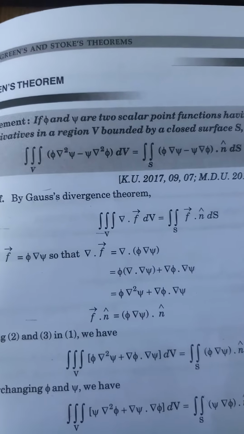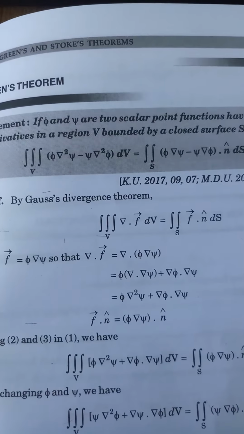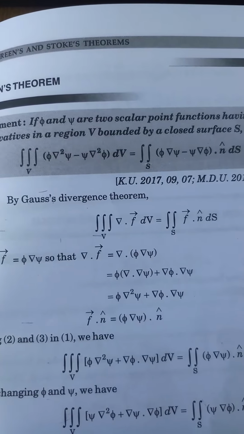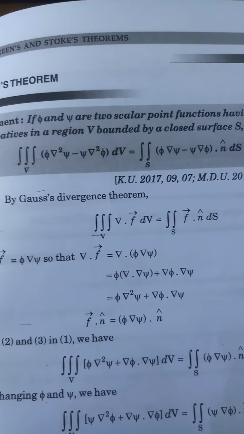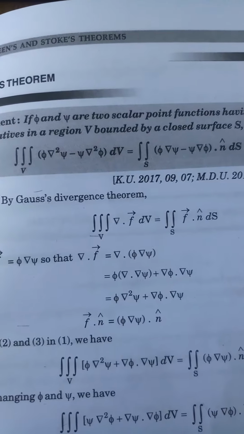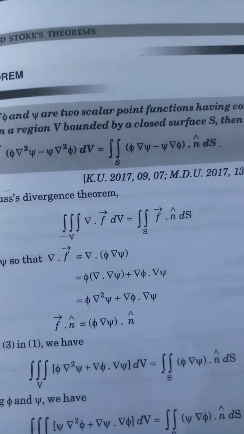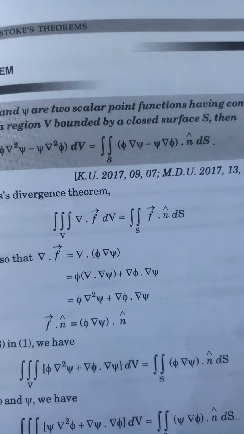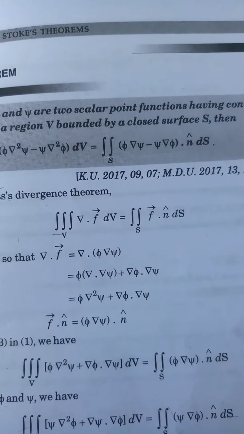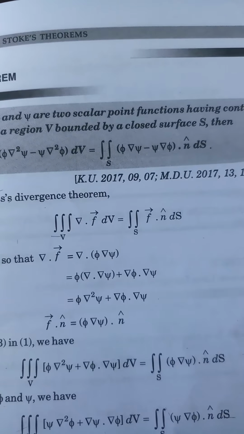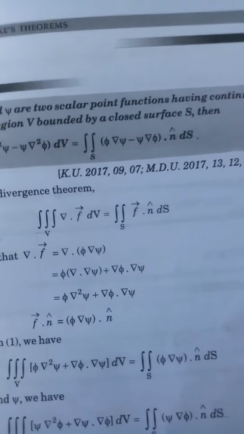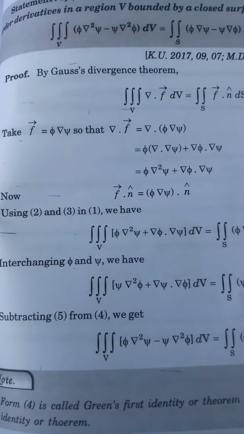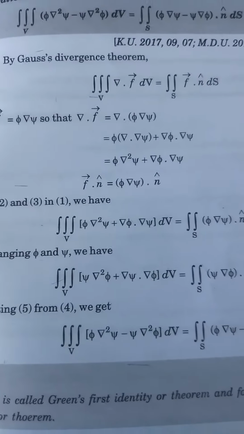Then the triple integral over volume of phi del square psi, where del square is the Laplacian operator, minus psi del square phi dv is equal to the double integral over S of (phi del psi, the gradient of psi, minus psi del phi, the gradient of phi) dot n ds. n is the unit normal vector. Now the proof of this theorem is given by Gauss divergence theorem.